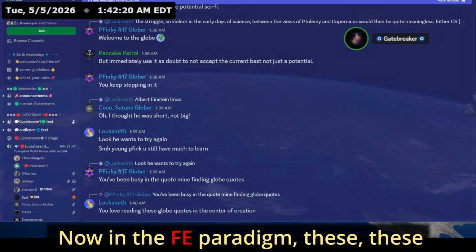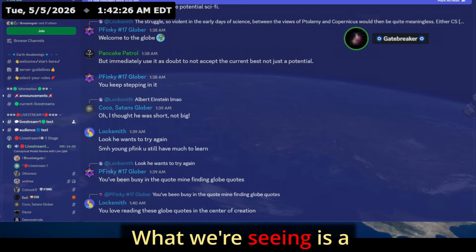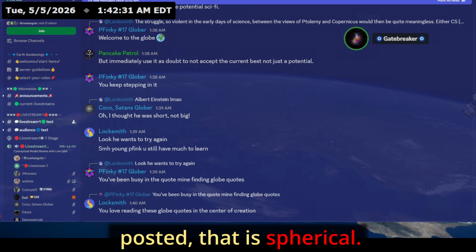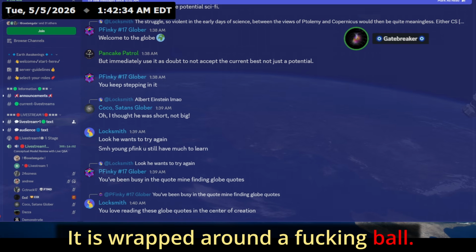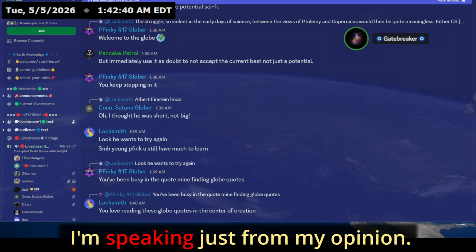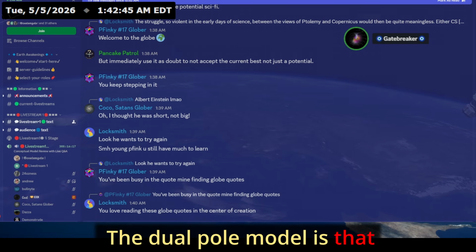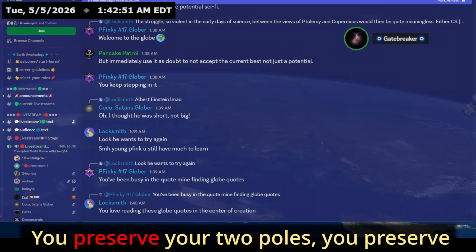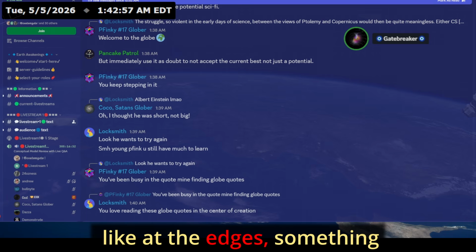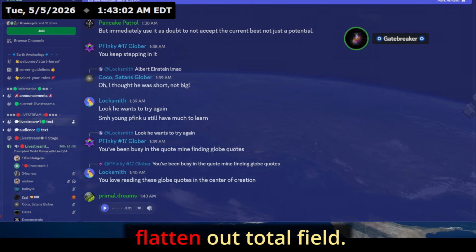Now, in the FE paradigm, these lines of force also apply. What we're seeing is a spherical toroidal field. At least the GIFs I posted, that is spherical. It is wrapped around a ball. Call it oblate, call it what you want. I'm speaking just from my opinion, okay? I'm not speaking for anyone or anything. The dual pole model is that toroidal field flattened out. You preserve your two poles, you preserve your equator, but then at the edges, something has to give. You've got a spherical toroidal field, but then you've got a flattened out toroidal field.